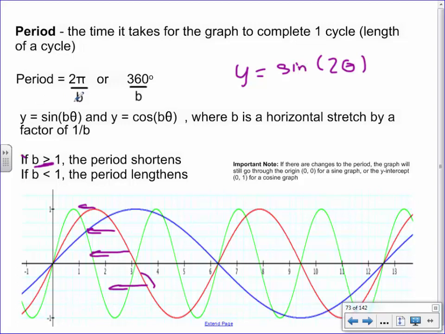An easy way to remember this, then, is that the period is 2 pi divided by whatever this number right here happens to be. If the number is 2, normally the period would be 2 pi. If you squish it in, the period's now only pi. Make sense? So whatever number goes in this location right here, take 2 pi or 360, divide by that number, that's your new period.